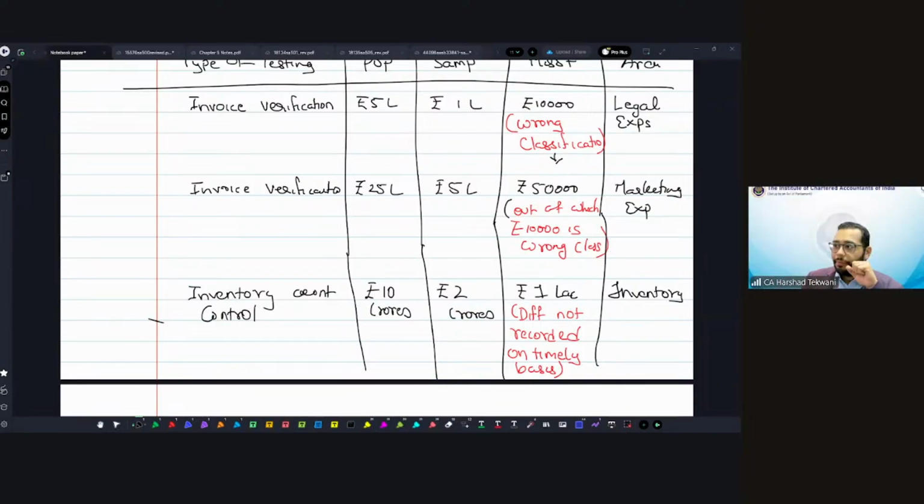Can you please clarify that area? That first one is legal expense, second one is marketing expense. Whether legal was wrongly classified, or marketing. So basically, the correct classification was legal. Yes, and it was wrongly classified as marketing. And in the second one, there was total 50,000 of misstatement, out of which 10,000 is the wrong classification of marketing, which was supposed to be legal.